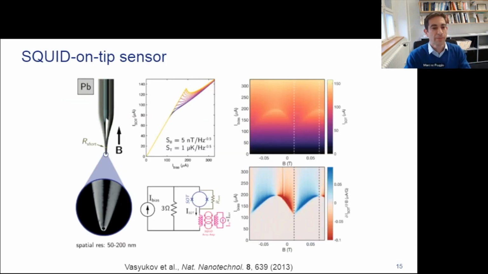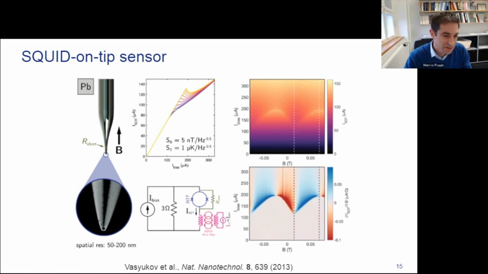Actually, we've learned how to make these in our own lab. We make them out of lead these days, and you can see an example of one of these on the left side of this slide. And these get to have field sensitivities on the order of a few nanotesla per root hertz, and they can have diameters down to 50 nanometers, more typically around 100 nanometers, meaning that that's the kind of spatial resolution you can get with this scanning probe.